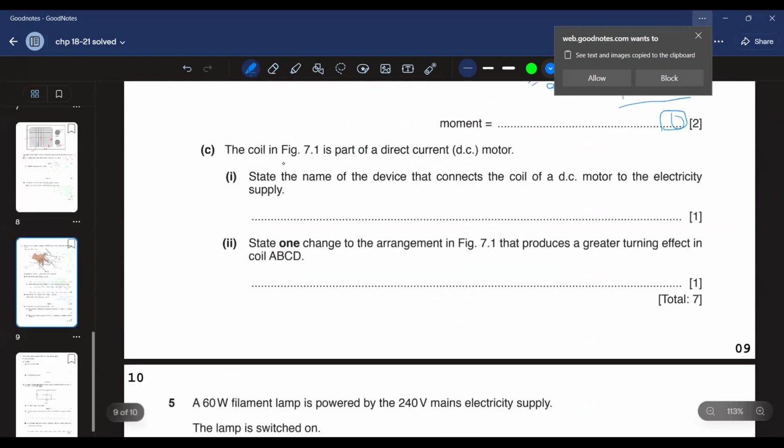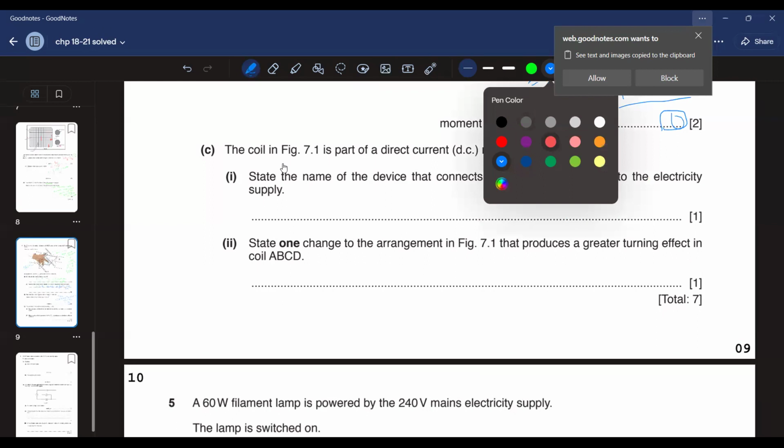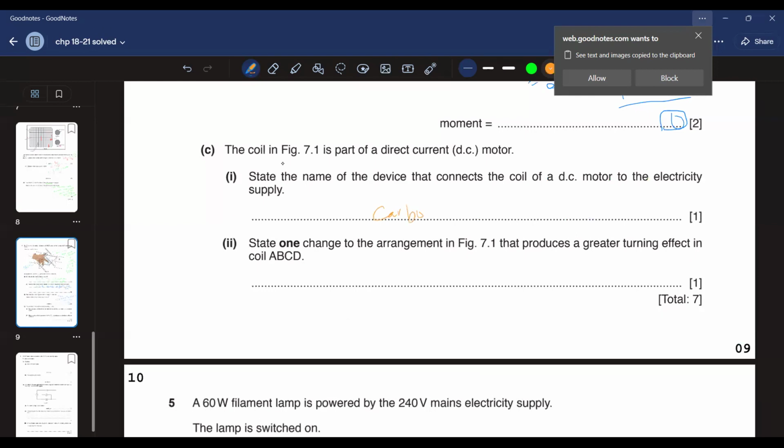Now, they have asked us, the coil in figure 7.1 is a part of direct current motor. State the name of device that connects the coil of a DC motor to the electricity supply. What is that part called? जो outer circuit के साथ connect करता है. Wait. Carbon brushes. Oh. We have studied that carbon brushes external circuit से connect करता है and rings जो हैं वो coil के साथ attached होते हैं. Rings to the coil and carbon brushes to the external circuit.